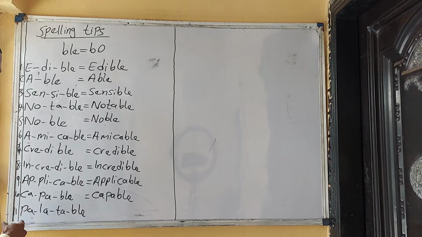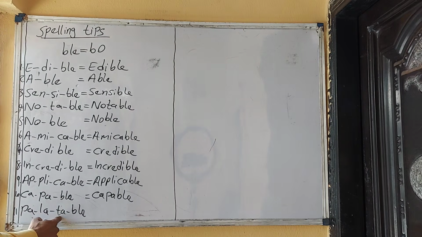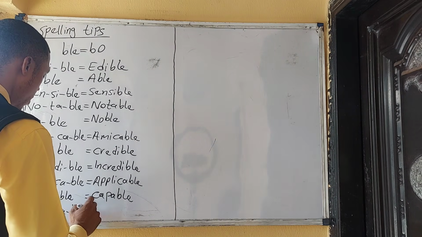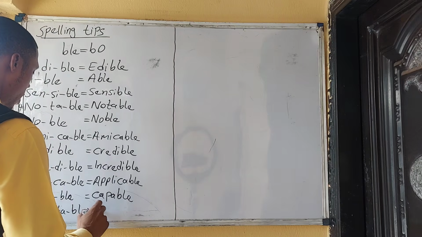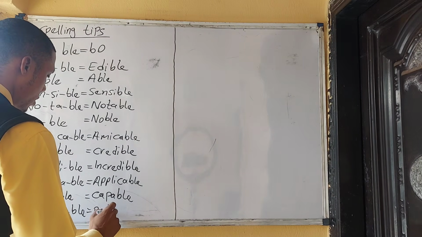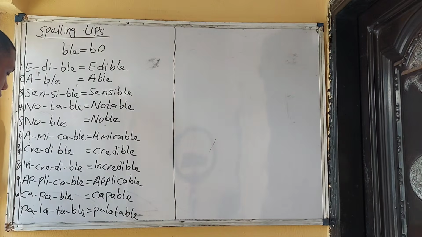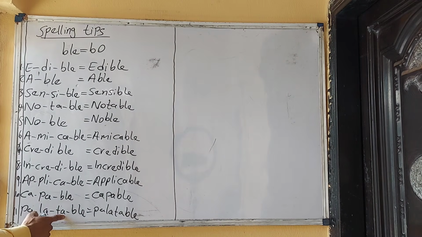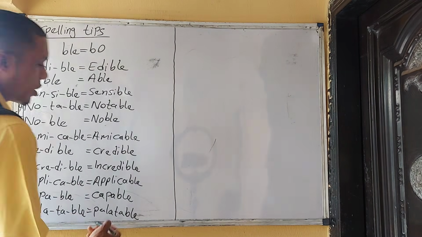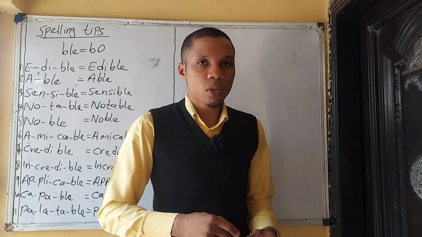Next one you have palatable. Palatable. You have what? Palatable. So this is how you also learn how to spell.